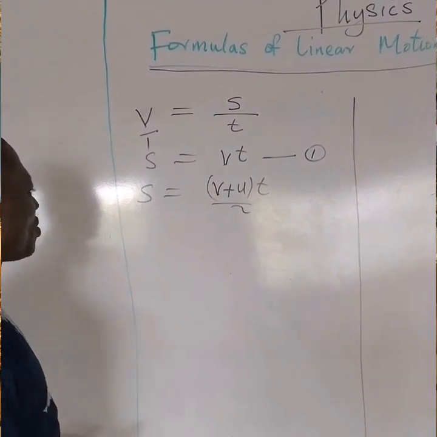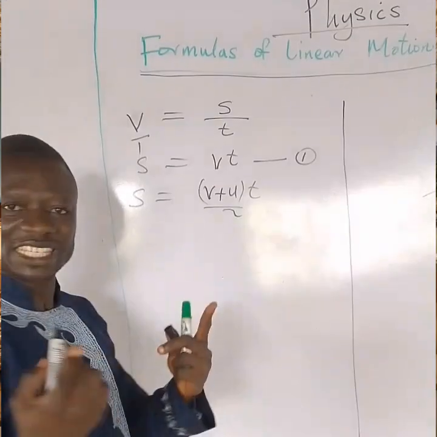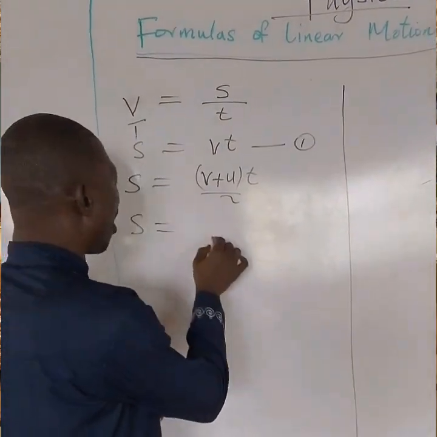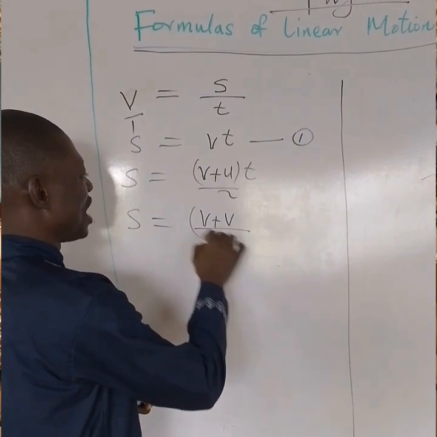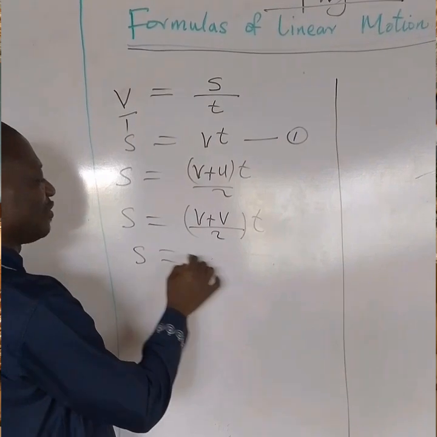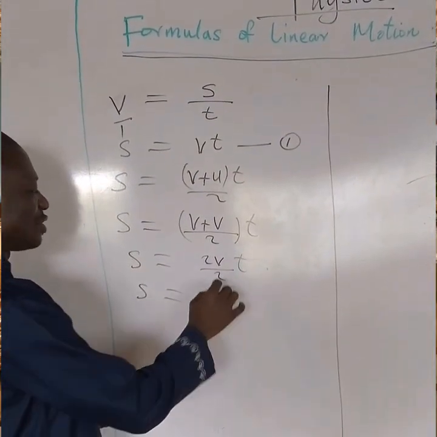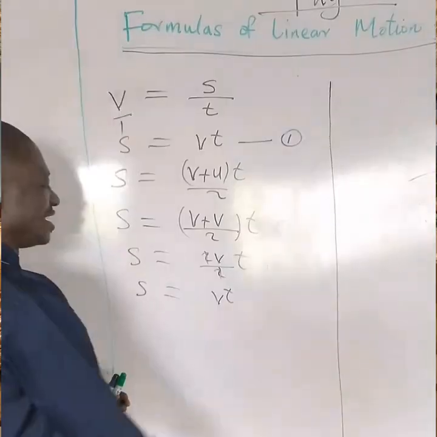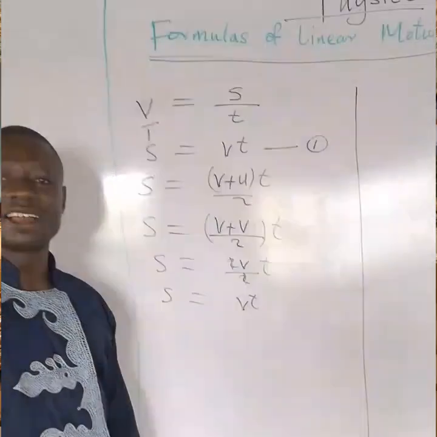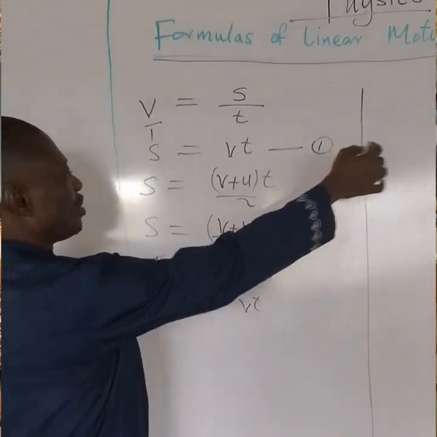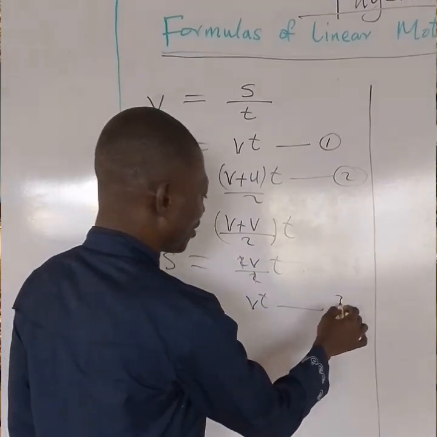Remember also that whenever we have V and U to be the same, we can write the formula to become V plus V over 2. And V plus V over 2 is going to give us 2V over 2 times T. And this gives us S to be equal to Vt. So we can use this when both V and U are the same. Let us call this equation number 1 and call this equation number 2 and then call this equation number 3.